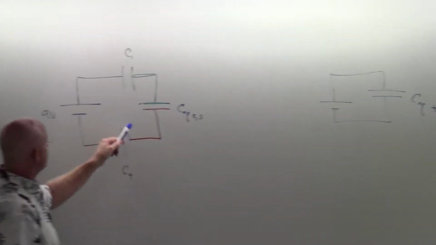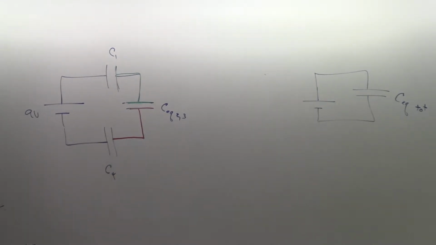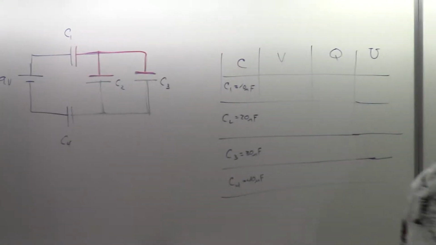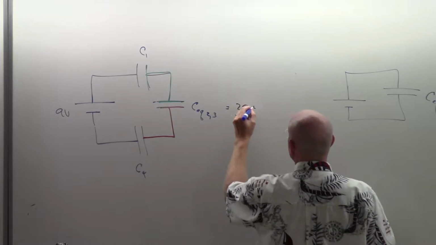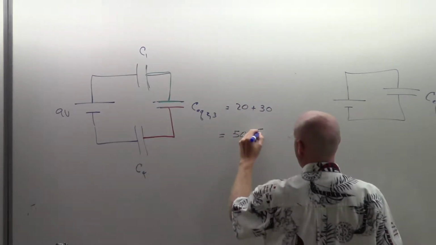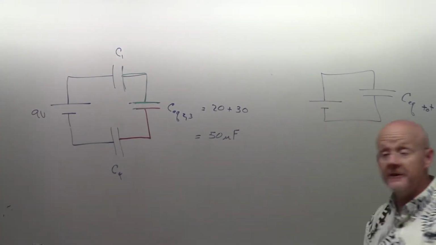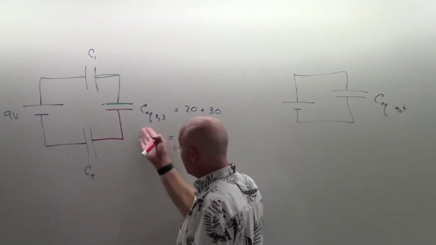This one, if we do some numbers, the 1 and the 4 are going to remain unchanged, but what is the equivalent of the 2 and the 3? Yeah, they're in parallel. So you would add them together. And so the 20 microfarads and the 30 microfarads become 50 microfarads. And so that's the equivalent of it.